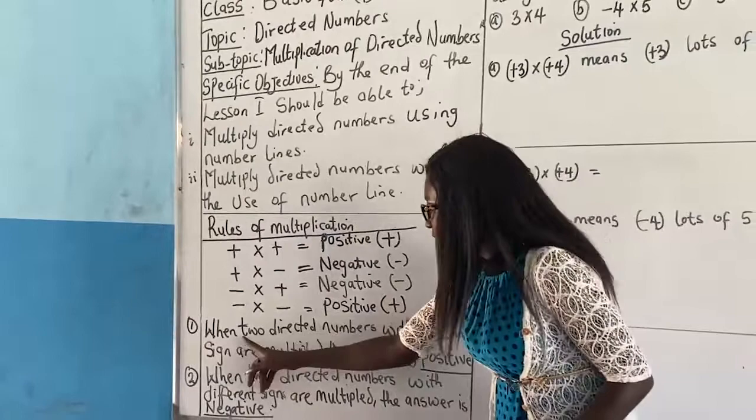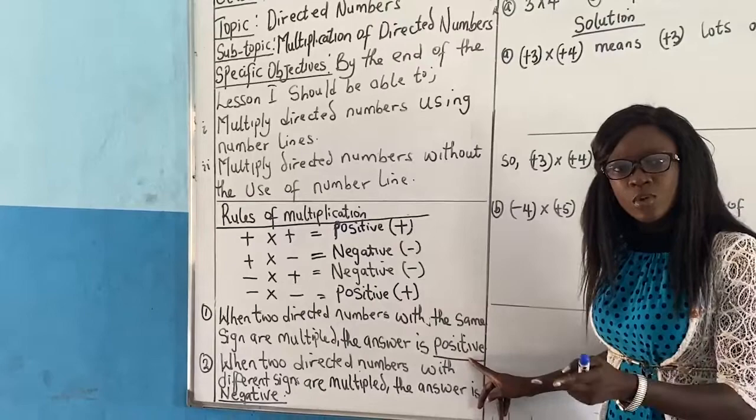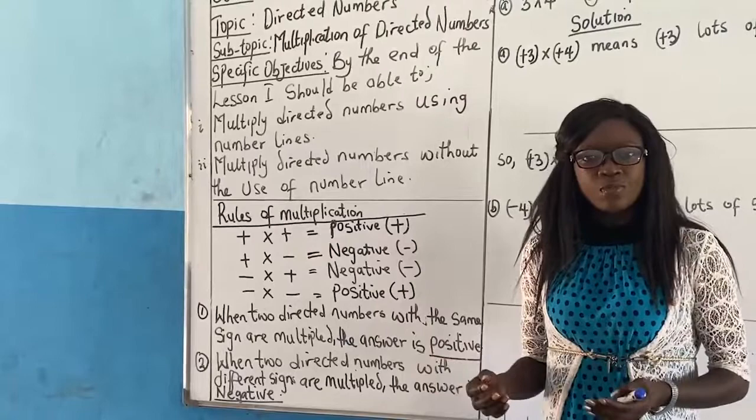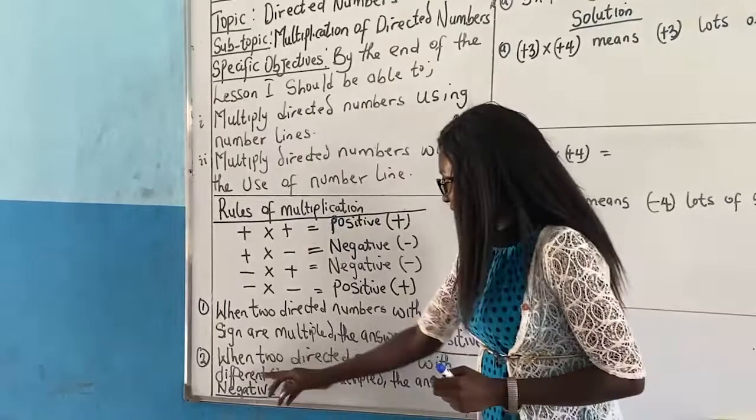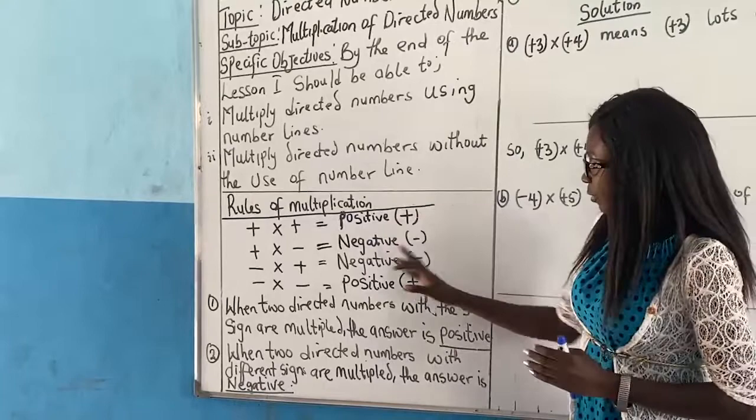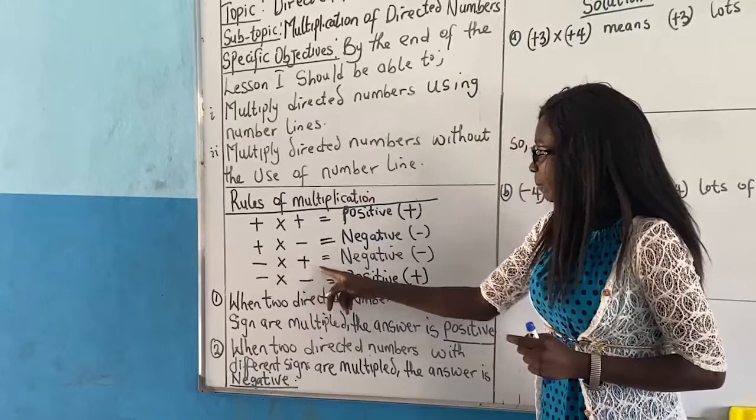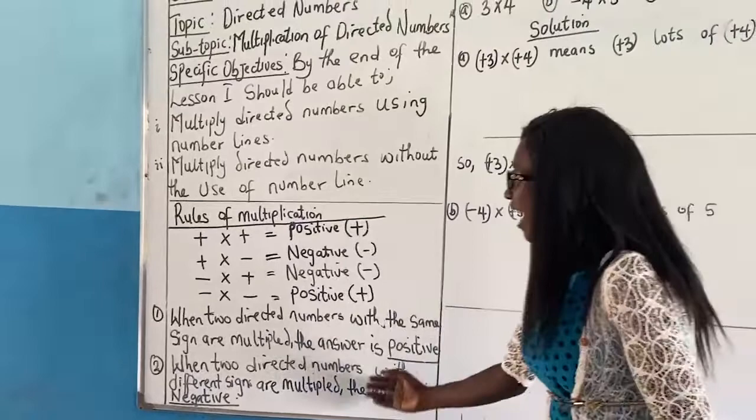So I have here, when 2 directed numbers with the same sign are multiplied, the answer is positive. That's to say, 2 times 2 will give me positive. Minus 2 times minus 2, the result will be positive. Okay. So the second condition says that when 2 directed numbers with different signs are multiplied, the answer is negative. Okay, let's come back to our rules. We have a positive number multiplied by a negative number. The answer is negative. And a negative number multiplied by a positive number, our result is negative.